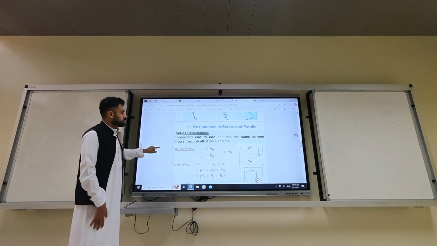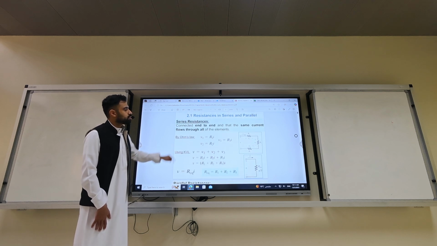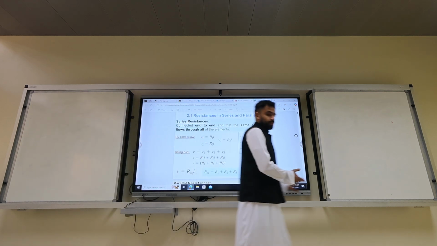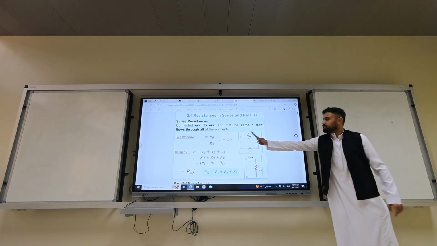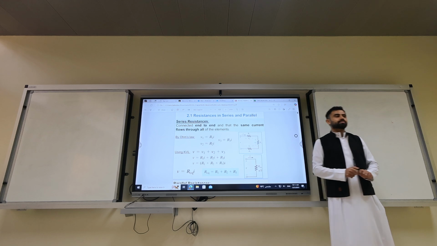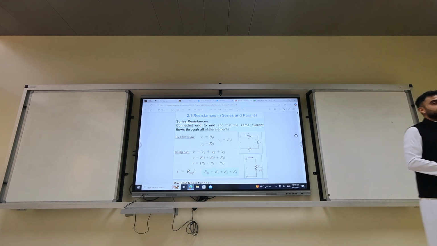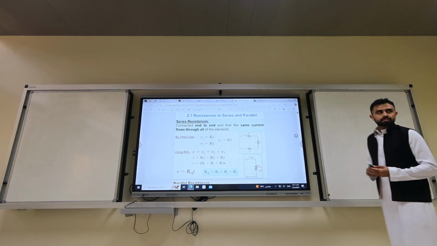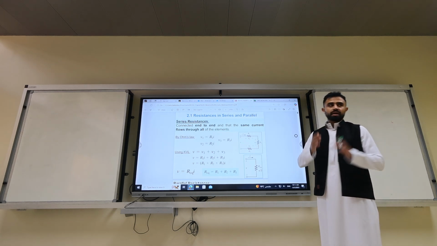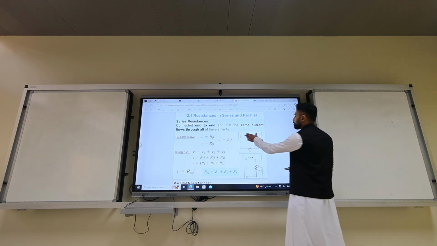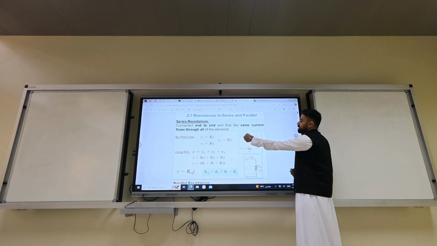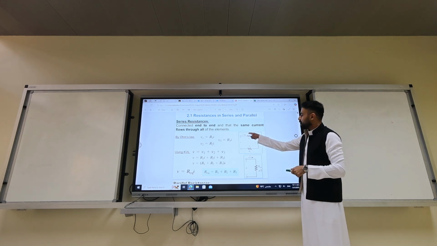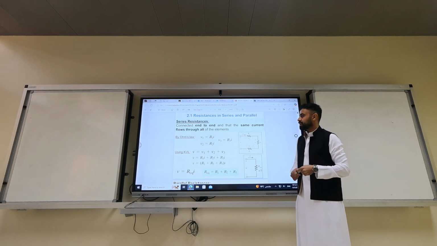So let's start with Ohm's law using this simple circuit. Now, what is the relationship between R1, R2, and R3? Why are they in series? Because they share the same current. That's one definition. Another definition is R1 and R2 share a single node alone. R2 and R3 share a single node alone. In series, it means R1 is also in series with R3.